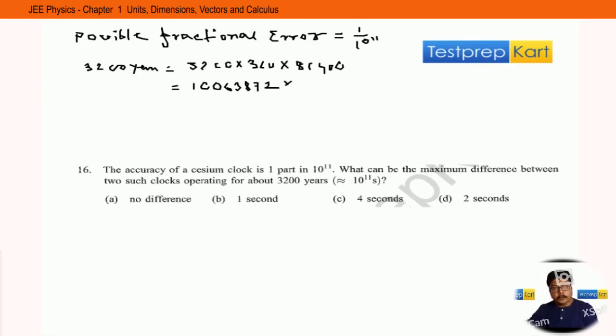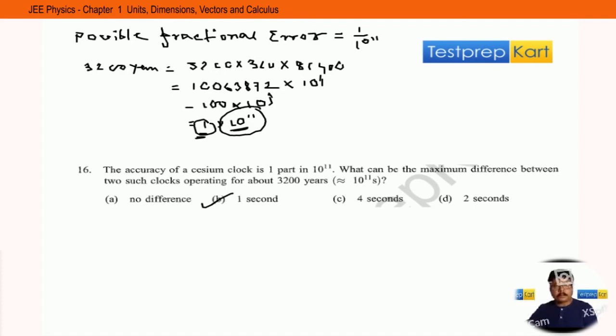63872 into 10 to the power 4, or if I make it in that way, 100 into 10 to the power 9. Or it can be 10 to the power 11 if I do. So 1 into 10 to the power 11. So it is a second. Means 10 to the power 11 seconds. So it should be near about 1. I hope you got my answer. So the answer should be B.